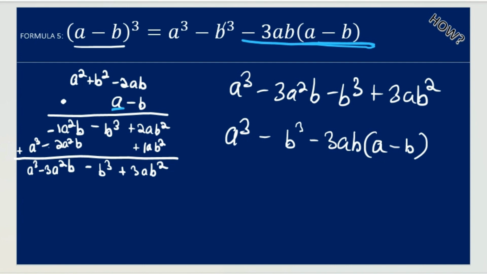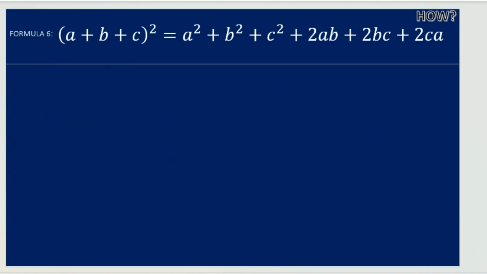Now let's move on to the last formula of the day. Formula number 6. This formula is pretty long, so it can scare most people and they wouldn't really get it because they're scared. But let me tell you guys that this formula isn't that intimidating. It's pretty easy. Here the formula is a plus b plus c whole squared equals a squared plus b squared plus c squared plus 2ab plus 2bc plus 2ca.